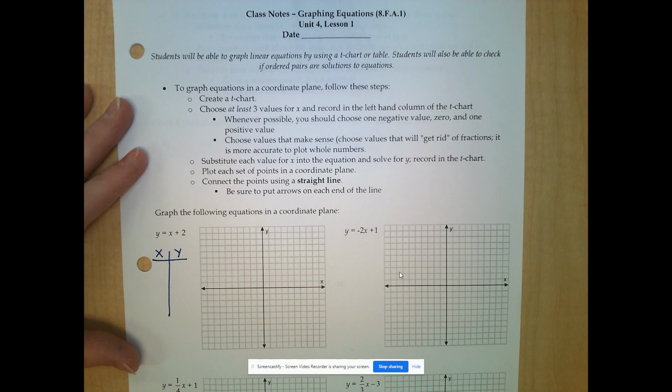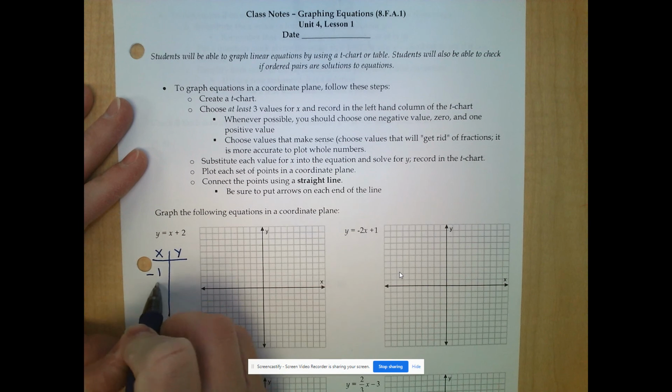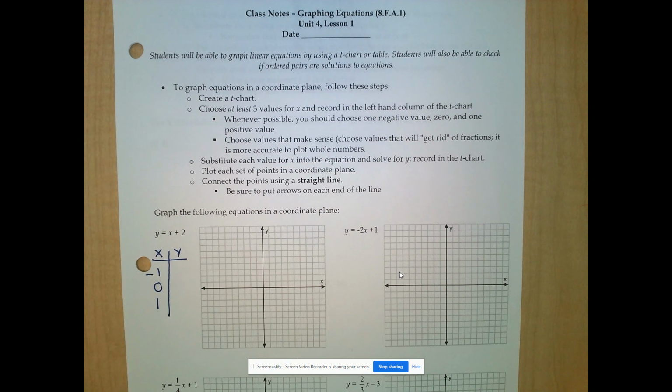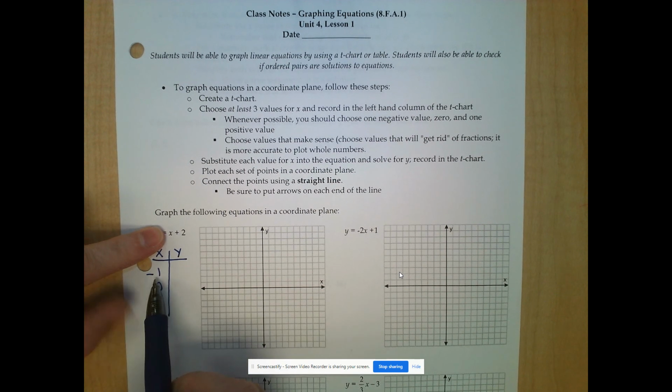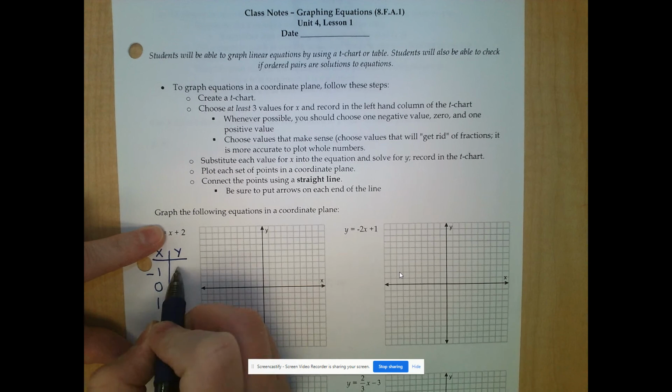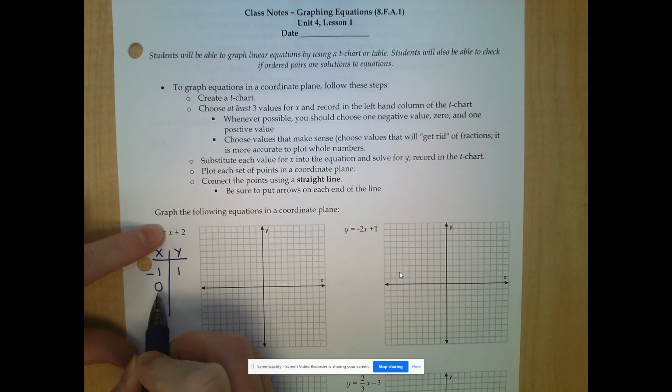So let's just choose something easy like -1, 0, and 1. Whenever possible, you want to try to choose a negative value, a 0, and a positive value. That gives you a little bit of an idea of what the graph looks like in different quadrants. So what do you get when you add x plus 2? The x value is -1 plus 2, the outcome would be 1. 0 plus 2, the outcome would be 2. And 1 plus 2, the outcome would be 3.